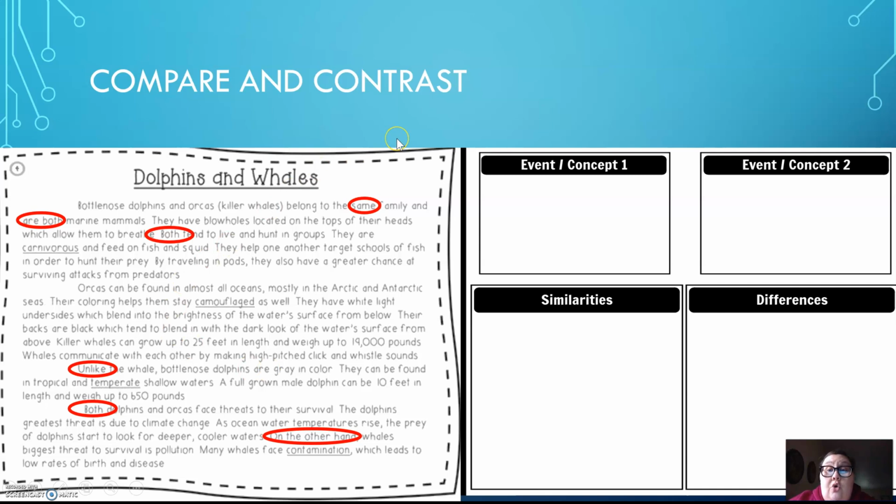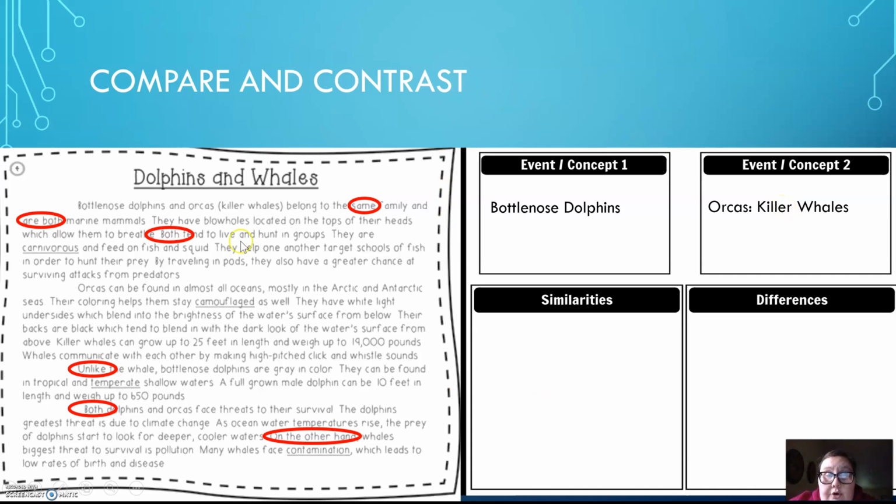Okay, so what two concepts are we talking about? It's right here in the title. So it's not always going to be in the title, but this is pretty obvious right here. So it won't always be in the title, but you know what? It's going to always be in the first sentence or two, which is going to be like your main idea sentence. So let's look. Concept: bottlenose dolphins and orcas or killer whales. Those are our two concepts that we are comparing and contrasting.